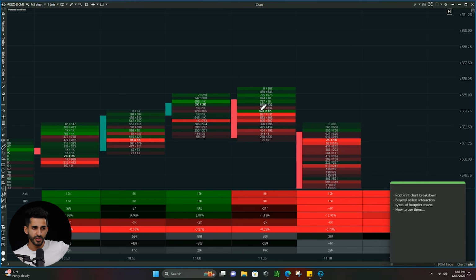When you look here, you have 983 on the bid and 1,000 on the ask. Aggressive buyers were in control, hence why it's green. That's the price differential we're seeing, right?